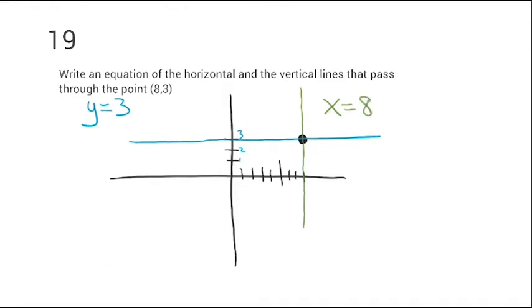So anytime I give you a point, and I want you to write the equations of the horizontal and vertical lines that go through that point, all you have to do is write x equals whatever the x coordinate is, and y equals whatever the y coordinate is. So if I were to say I want the equations of the horizontal and vertical lines that go through negative 2 comma 3, my vertical line goes through x equals negative 2, and my horizontal line goes through y equals 3. X coordinate, y coordinate. X equals negative 2, y equals 3.